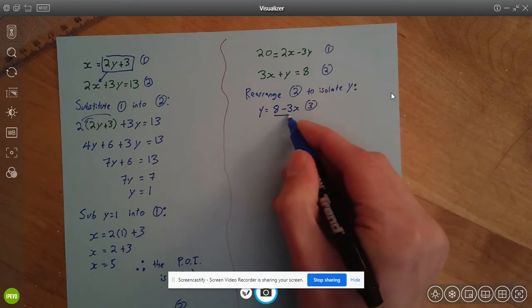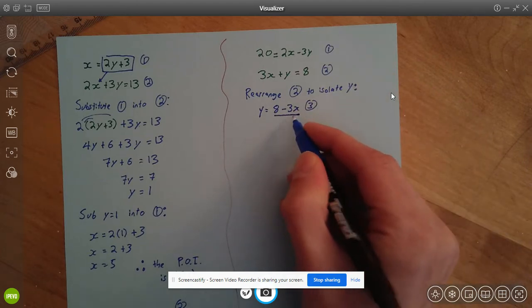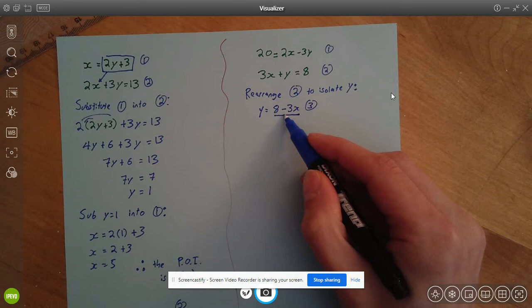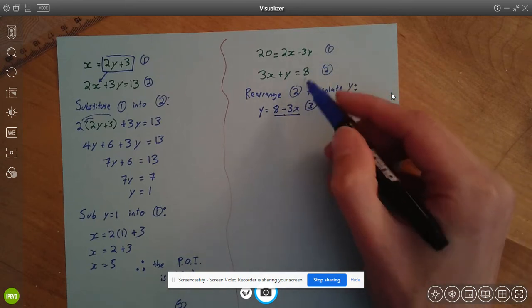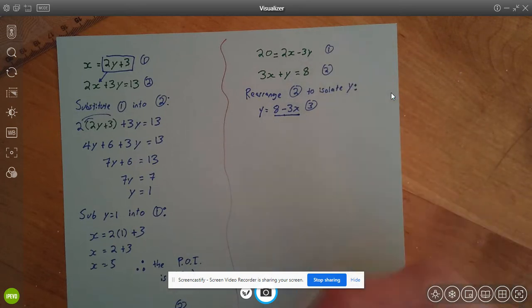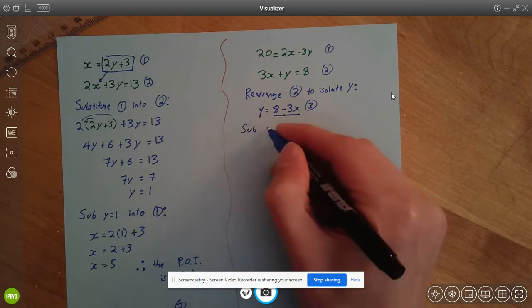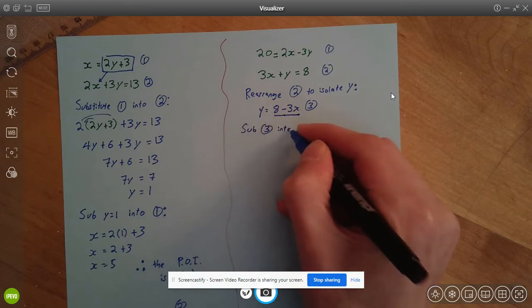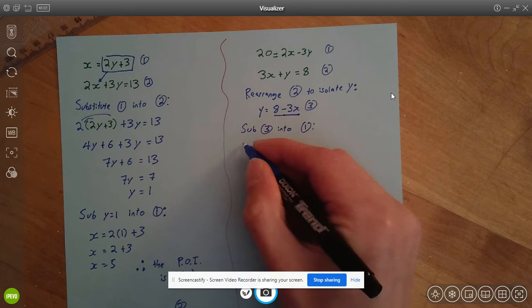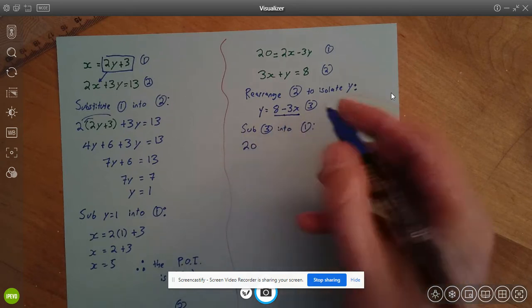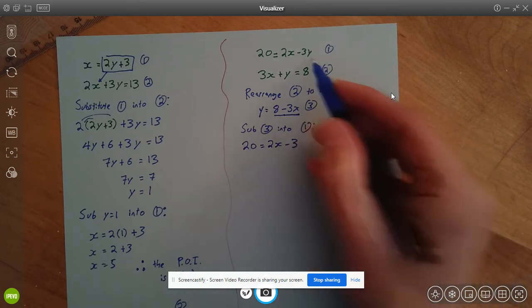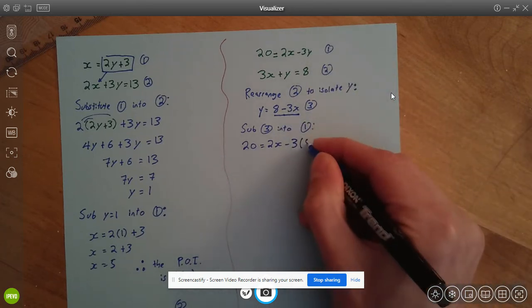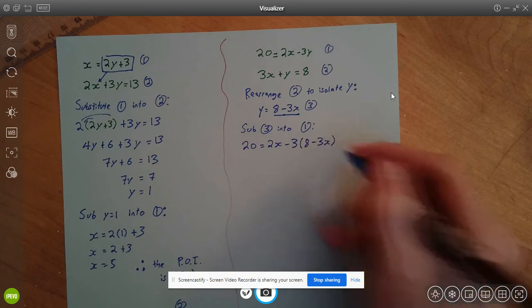Now I've got y isolated. I know this is equal to y. So I can substitute this expression for y in for y in equation 1. We always have to substitute it back into the other equation. Otherwise, we're just going to go in a loop and we're not going to learn anything new. So I'm going to sub my rearranged equation 3 into 1. So this time, because I've isolated for y, I'm going to copy the equation the exact same, but I'm going to replace y with what I know y is equal to, 8 subtract 3x.